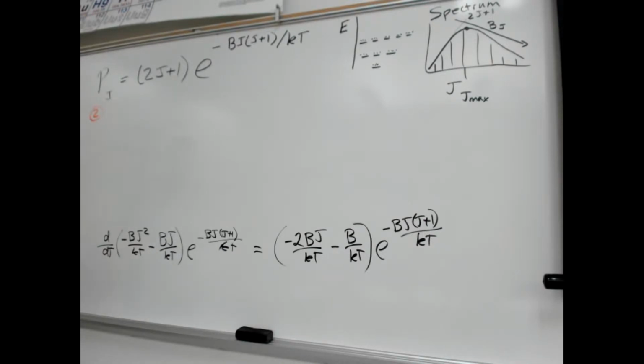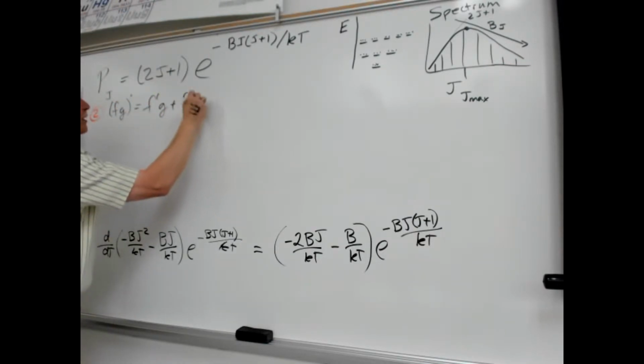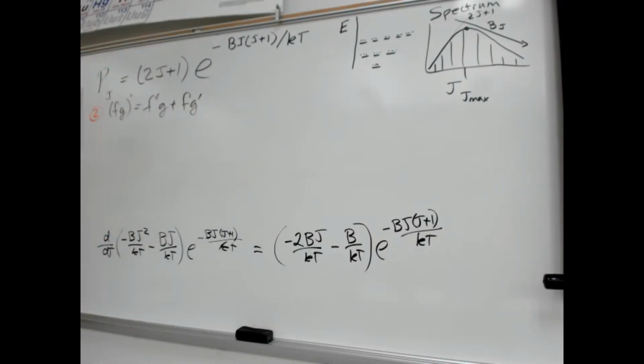Okay, now for number 2. Number 2 is the product rule. So the product rule, you know, the derivative of f and g is equal to f prime g plus f g prime. Remember that? Yes.